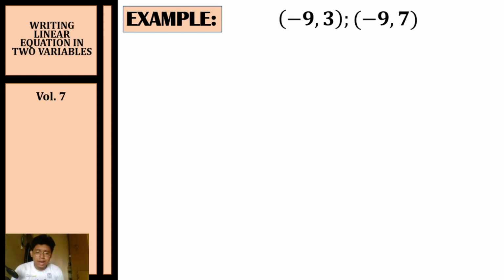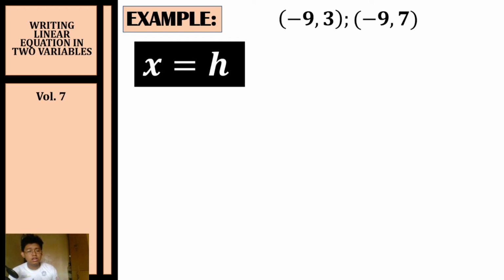Let's have our last example for today. We're going to look for the equation of the line that will pass through the points -9, 3 and -9, 7. Observing our coordinates, we have the same x-coordinate. Knowing that, we will use the vertical form, x is equal to h, and h is our x-coordinate. So let's just copy our x-coordinate and replace h by it. We will have the equation of the line, which is x is equal to -9.